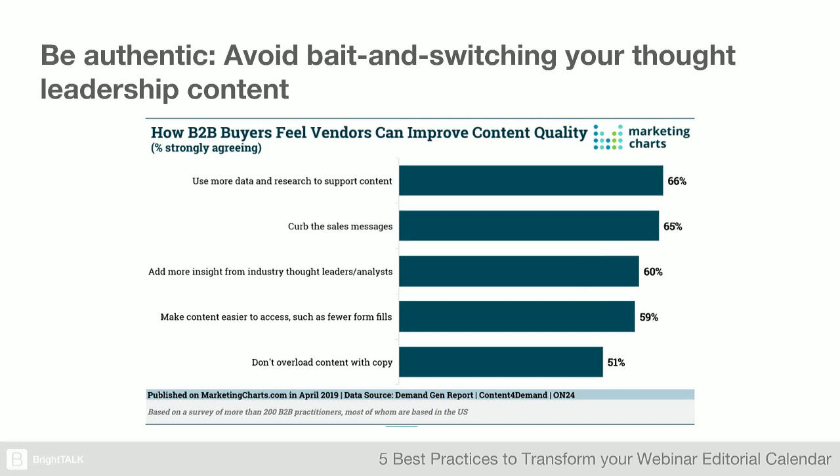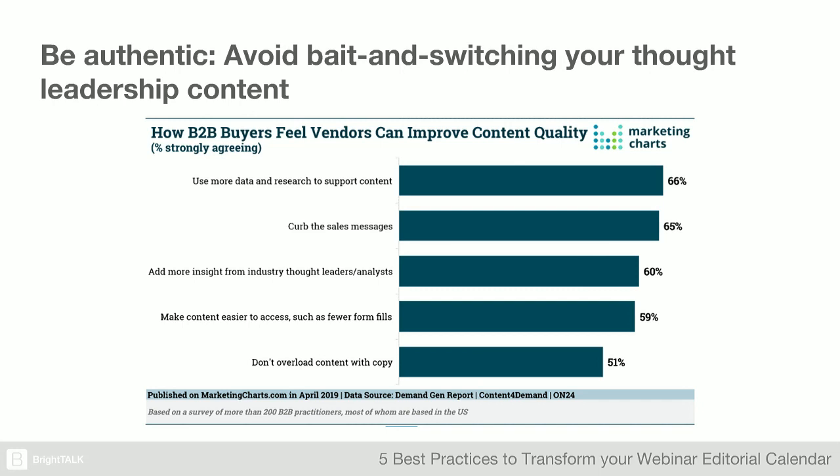What you're seeing here is, I believe, from the Demand Gen Report, a recent survey about how B2B buyers look at vendor content. For me, what really sticks out is the sales messages, obviously. Use more data and research. Obviously, that relates back to BrightTALK's own findings, right? You have exclusive content, exclusive insights that only you can share. That is kind of editorial gold.